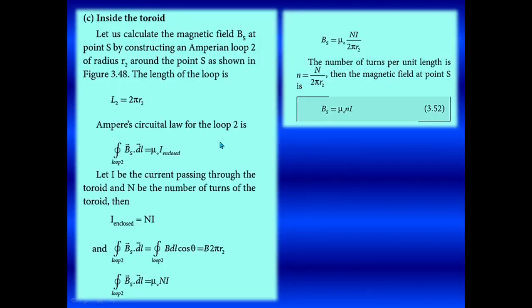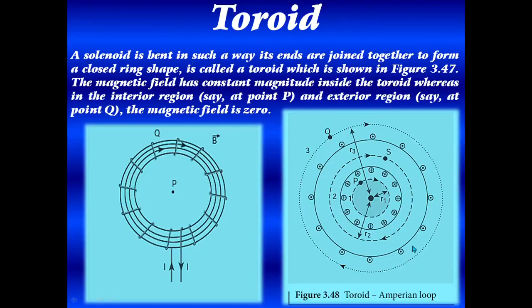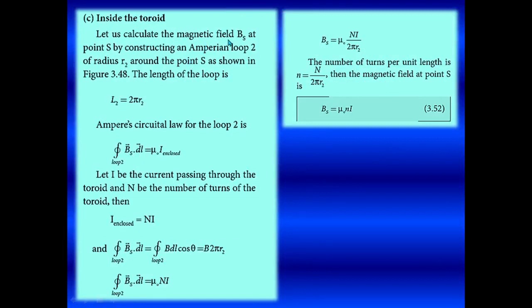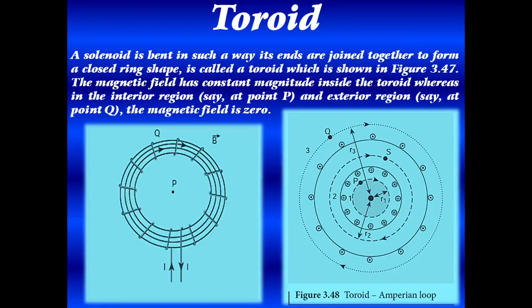The next and last point is inside the toroid. Inside the toroid, consider the point S. Let us calculate the magnetic field BS at the point S by constructing an Amperian loop 2. This is the Amperian loop 2. The radius of this Amperian loop is R2.